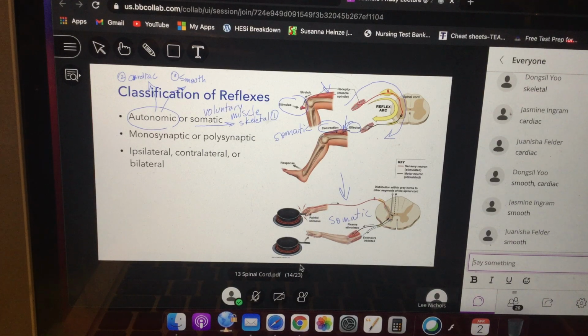because pulling your hand away from a painful stimulus is something that begins reflexively, automatically, but it still uses skeletal muscle. An easy example of an autonomic reflex that happens all the time is when you go from inside to outside on a bright day and your pupils constrict in your eyes.